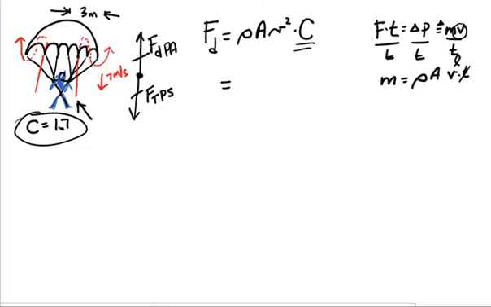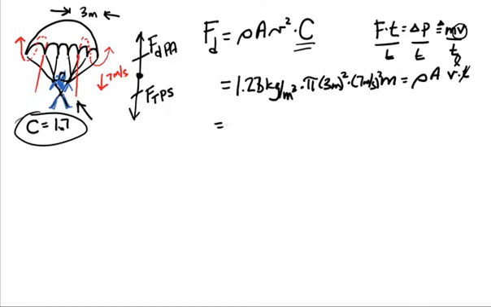Let's go and put in some numbers. Our density of air, given to us in the problem, but we can look it up also, is 1.23 kilograms per meter cubed. Our area, we can use pi r squared, so pi times our radius of 3 meters, let's go ahead and square that. And our velocity, I believe we're falling at 7 meters per second. Sorry, I got a little crowded there. Let's go ahead and punch that into the calculator and see what we get.